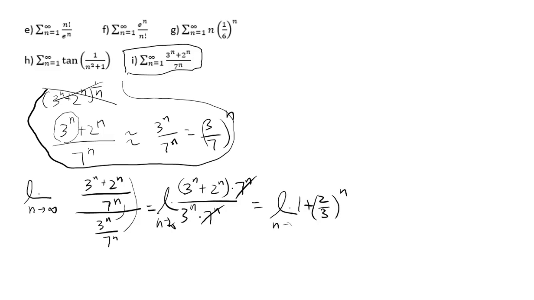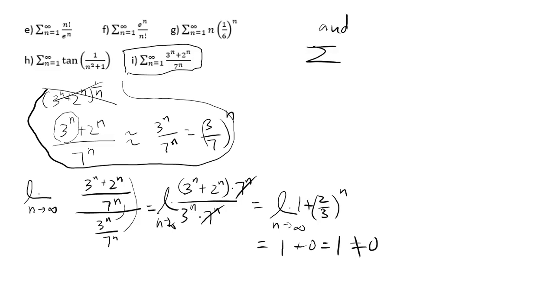And you're sending n to infinity, therefore that's going to be 1, because 2/3 is less than 1, so if you multiply 2/3 again and again, you're going to get 0. So this will be like 0 and you get 1, which is not equal to 0.